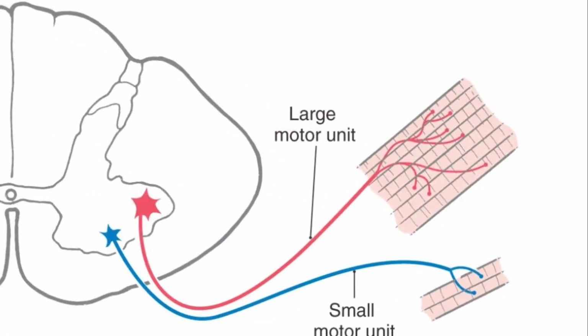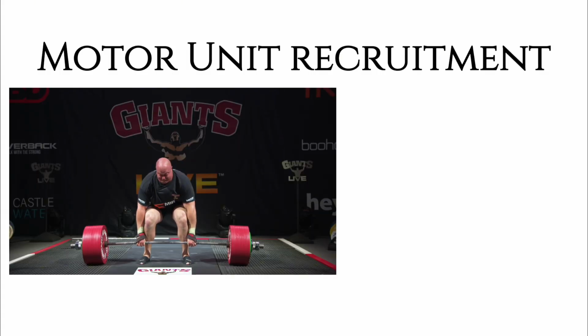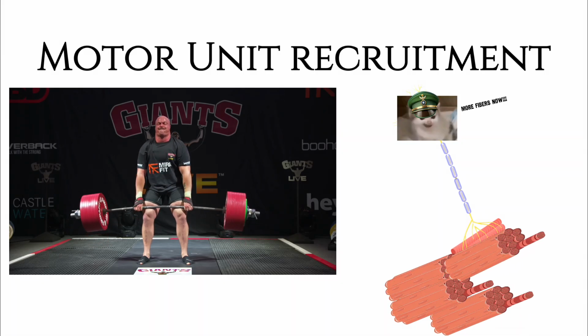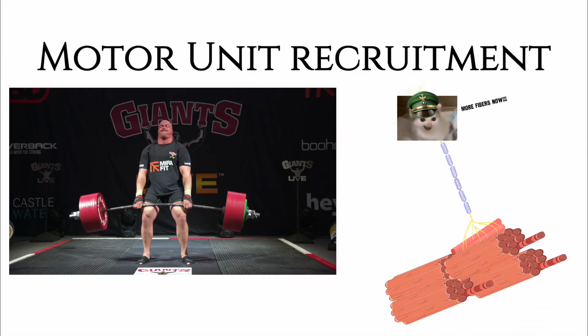One of the key terms that we need to remember for this is motor unit recruitment. This is basically when there's more force applied, when there's more force needed, the motor neuron is going to recruit more muscle fibers in order to do the job. This is basically the equivalent of the military draft for your muscle contractions.